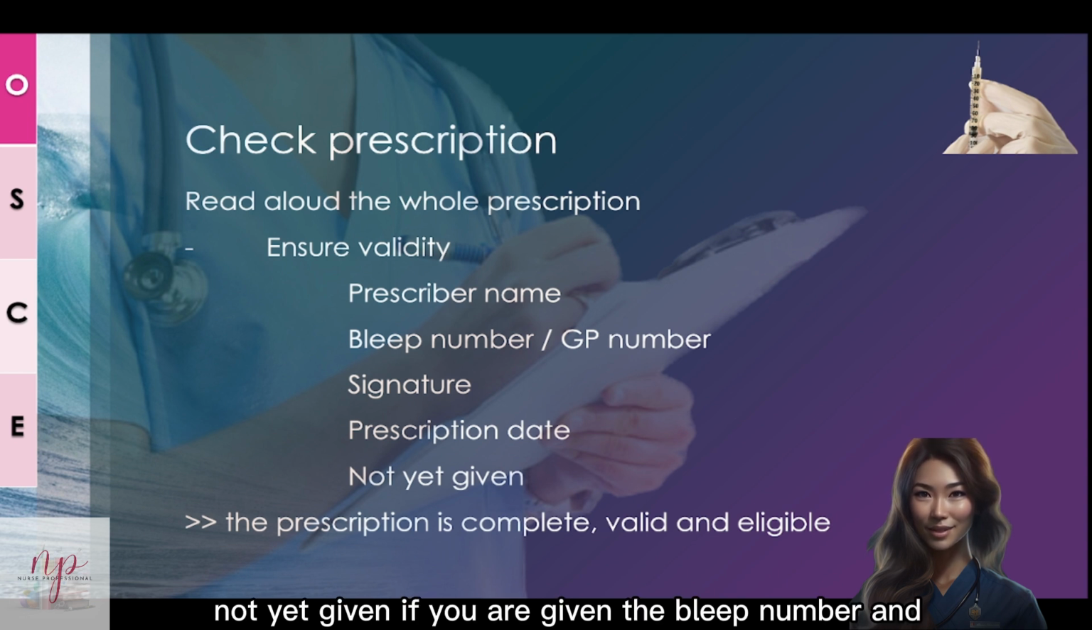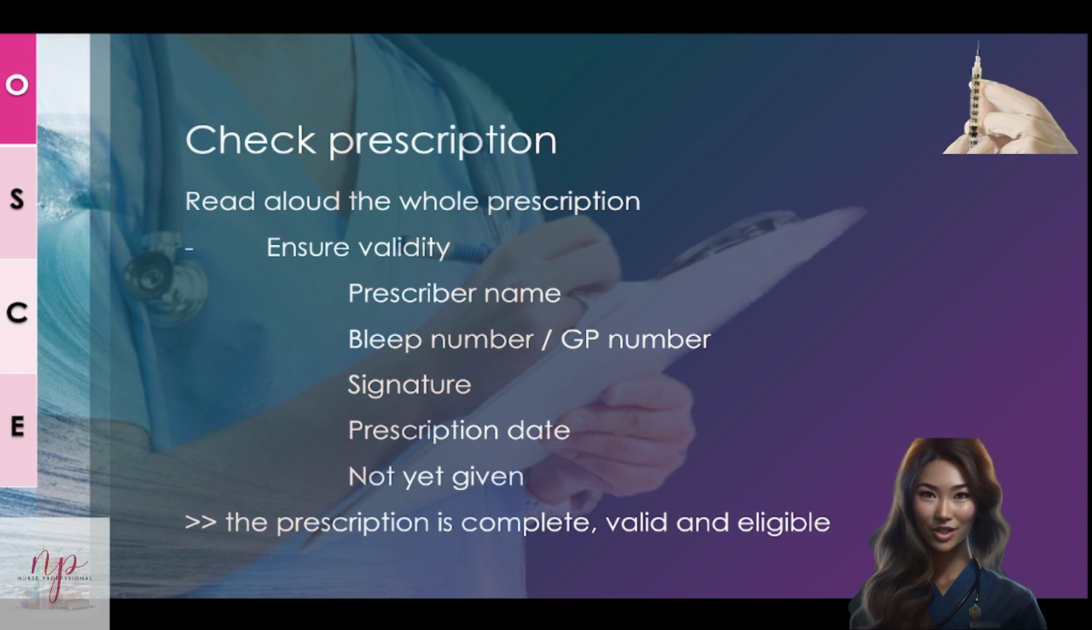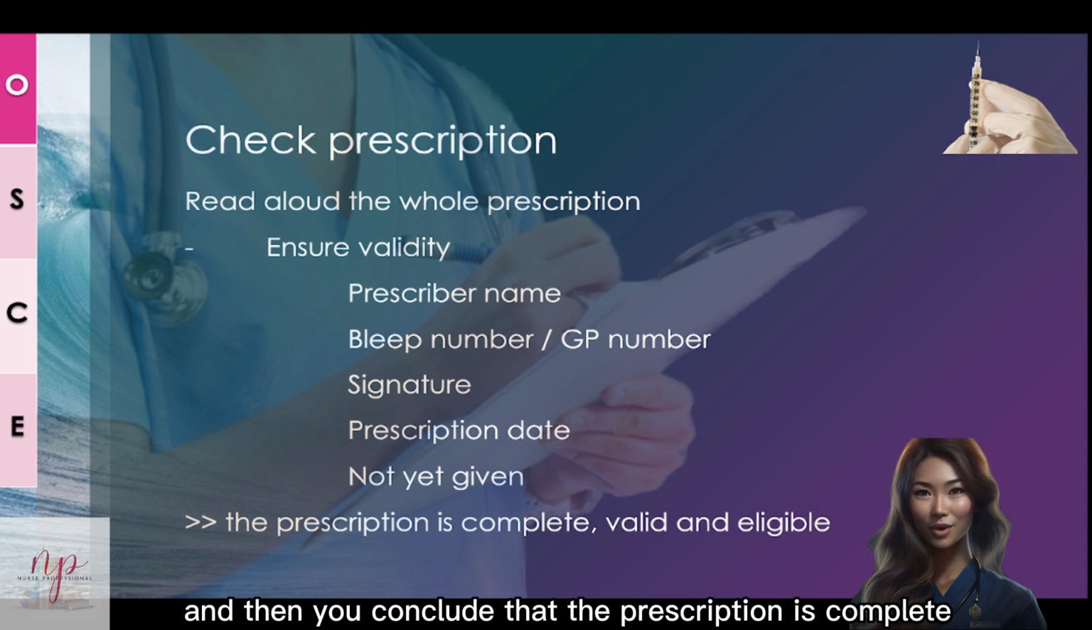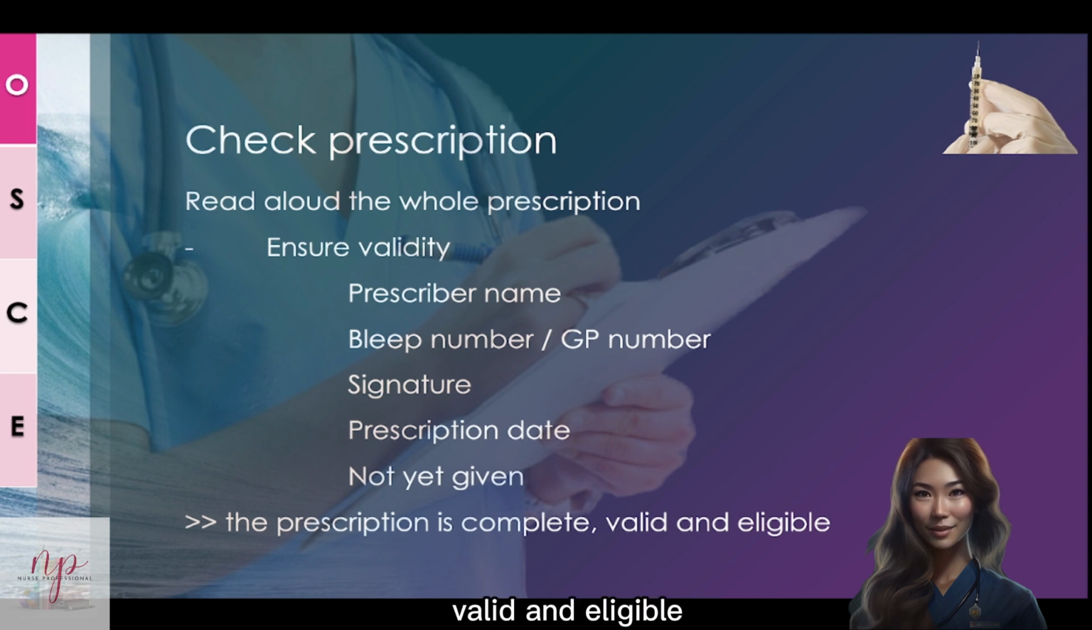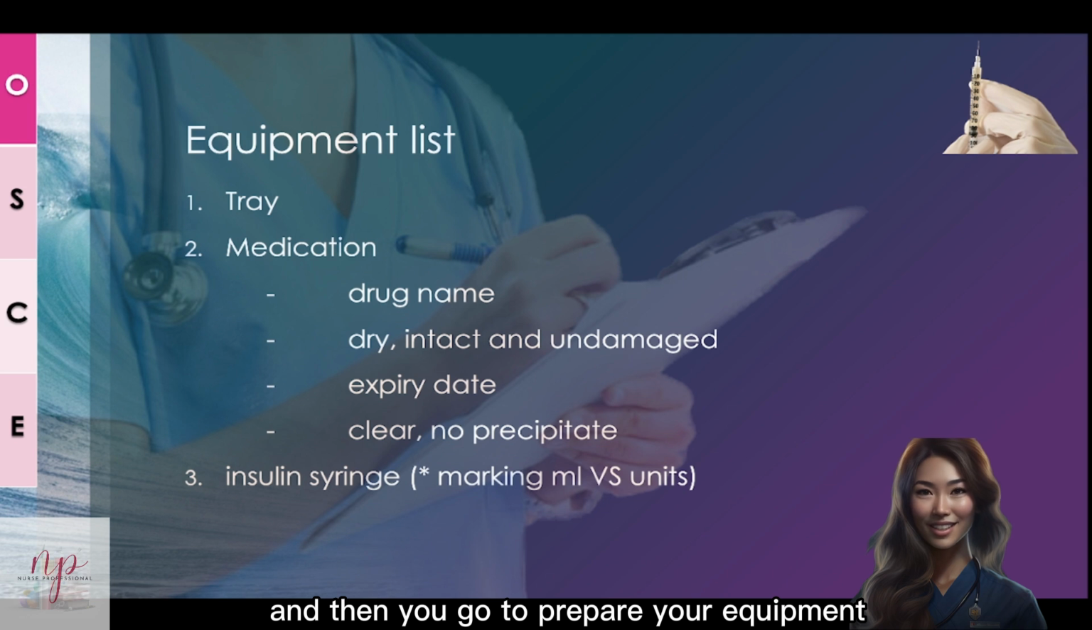If you are given the bib number and the GP number as well, please read aloud. And then you conclude that the prescription is complete, valid and eligible. And then you go to prepare your equipment. Make sure your tray is clean, and then you need to get the medication.